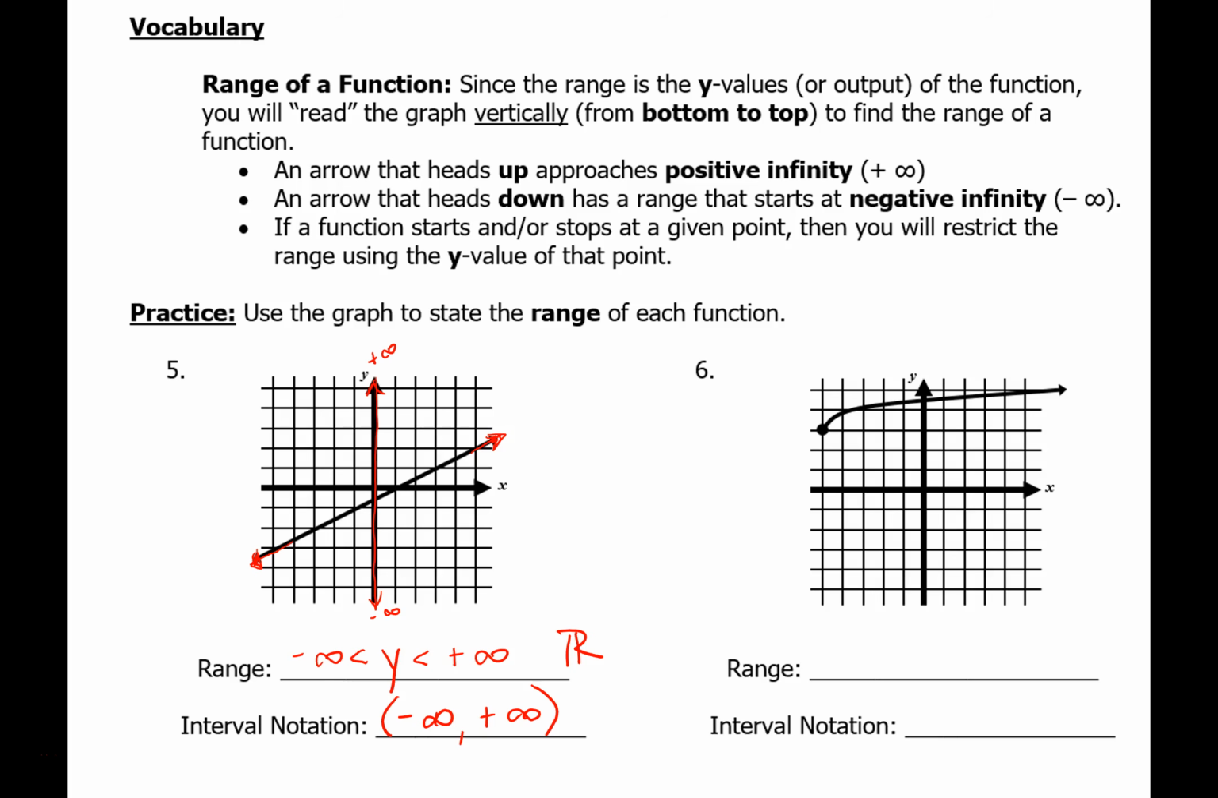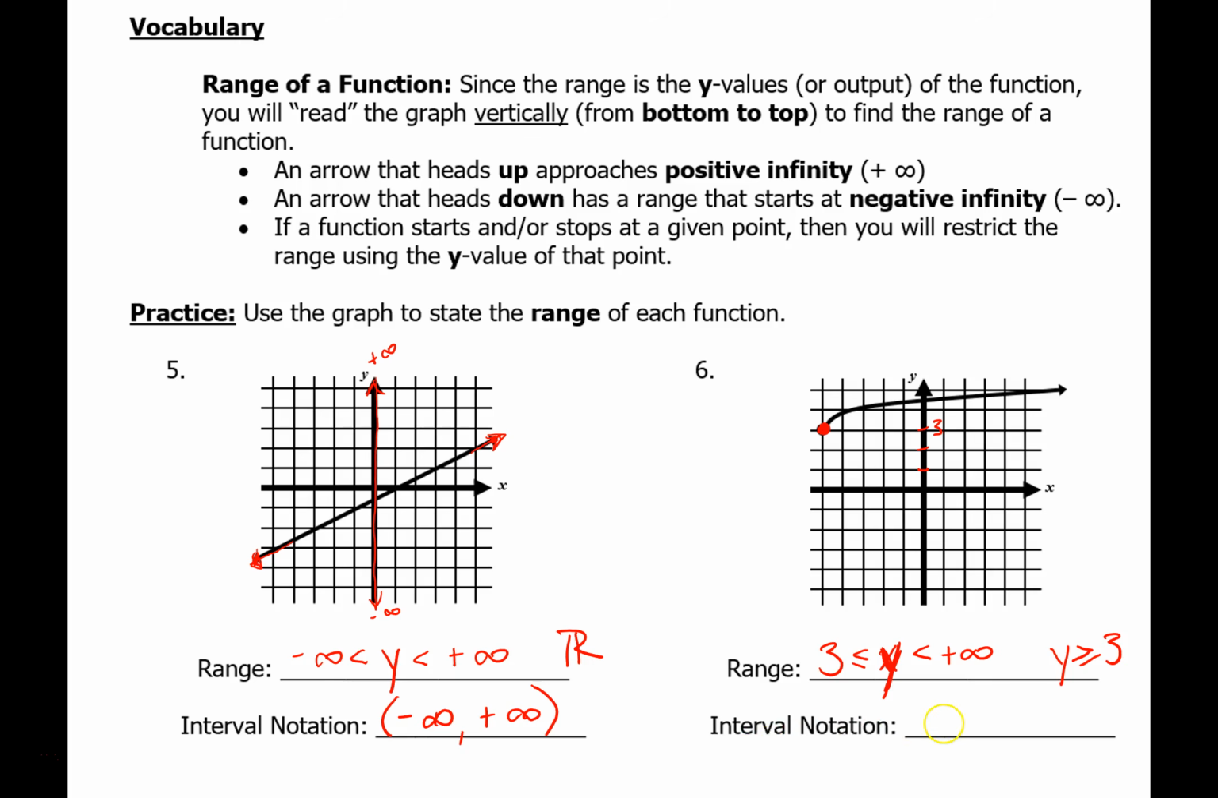The range of the second one, we're looking from the bottom up to the top. So the lowest point is this point here. That's at 1, 2, 3, which means that the bottom of our range is 3, and it goes up to positive infinity, including that 3. Oops, that should be a y. So we've got 3 is less than or equal to y is less than positive infinity. You could also say that y is just greater than or equal to 3.